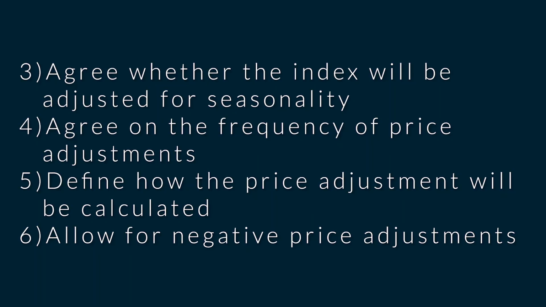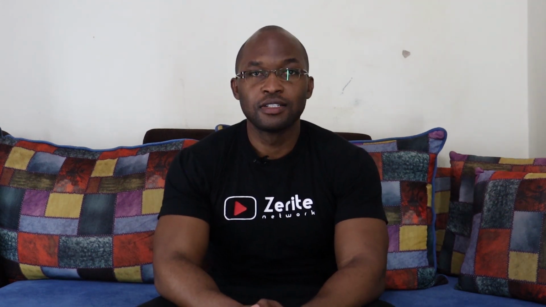Next, agree whether the index will be adjusted for seasonality. Number 4, agree on the frequency of the price adjustment. Number 5, how the price adjustment will be calculated. And finally, allow for negative price adjustment. For example, if price goes down, do we also adjust that or do we just ignore that? So these are things that you need to talk about. We're talking about adjusting prices. If there is a question, you ask, and don't just sit there with your question.